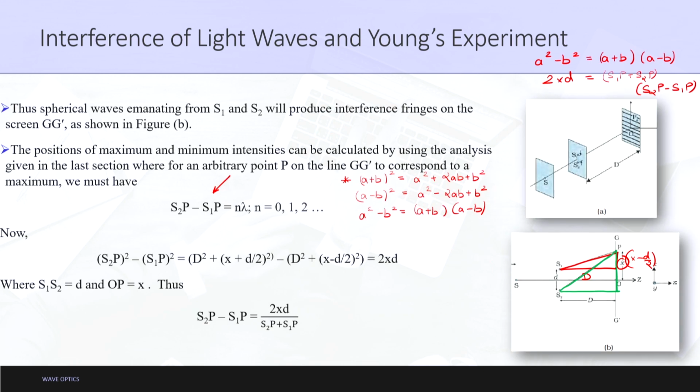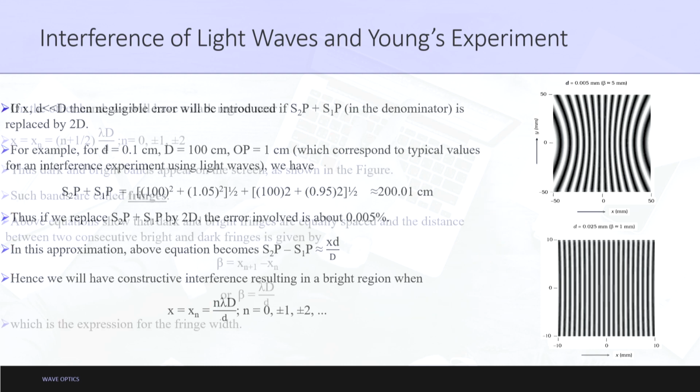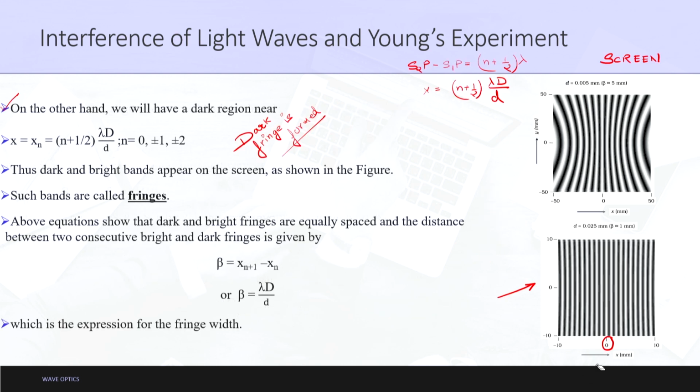So S2P minus S1P for maximum brightness should be equal to n lambda. If I put the value of n as 0, that means S2P minus S1P should be 0. Hence, at x equal to 0, we should not have a dark fringe, it should have a bright fringe. So it is quite evident from the diagram also. As you can see, at x equal to 0, you can find a white fringe here. Then subsequently you will find dark fringe, white fringe, dark fringe, white fringe.